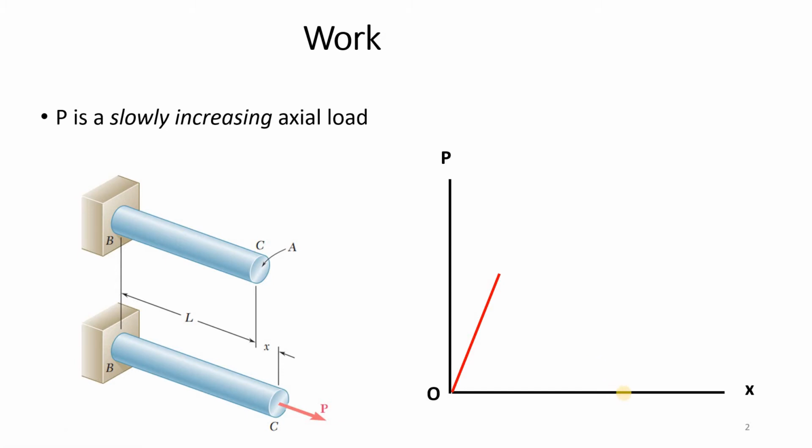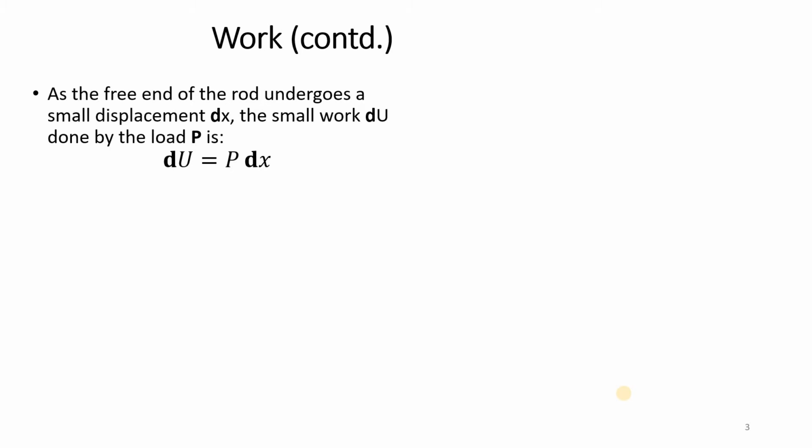If you look at this graph, it can be linear initially, and then it can become a curve depending upon the material property of the rod. This is how we can view the relationship between load and displacement. This is a load displacement curve for axial load versus axial displacement. So what is work then? As the free end of the rod undergoes a small displacement dx, the small work dU done by the load P is dU equal to P times dx.